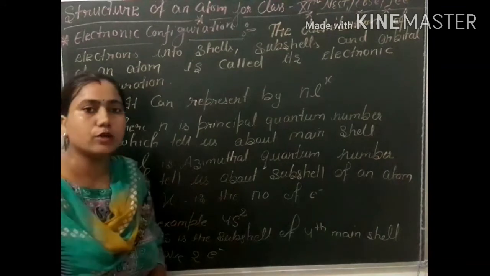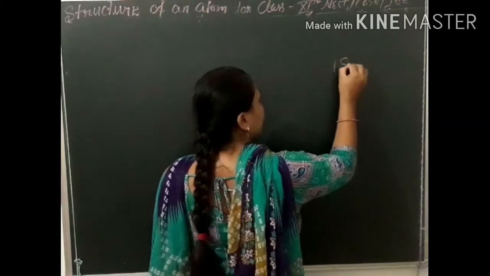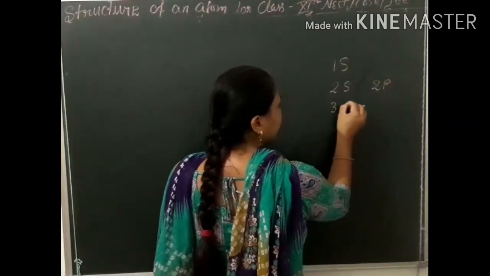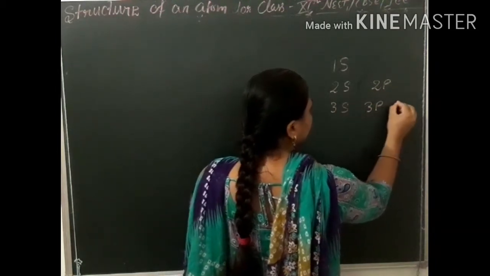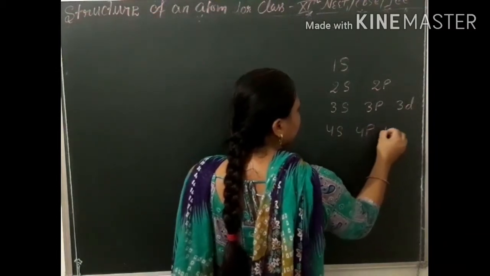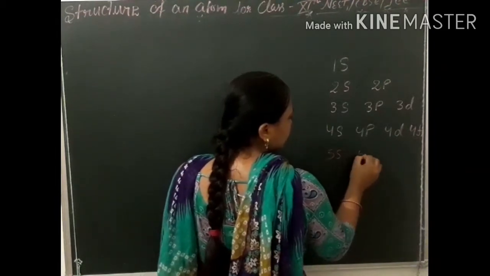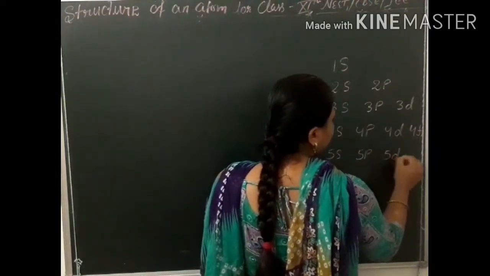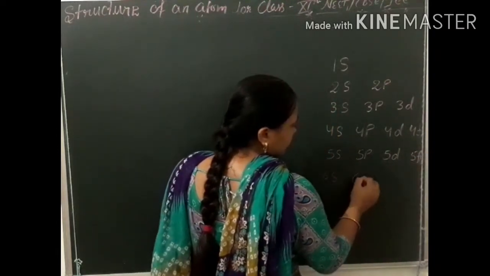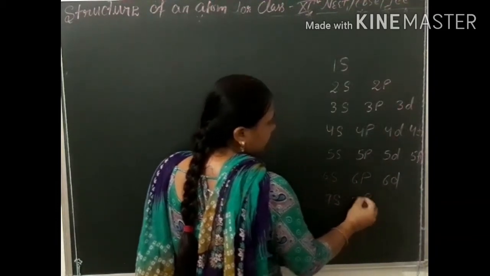Now we can write electronic configuration by the Aufbau principle. That is 1s, 2s, 2p, 3s, 3p, 3d, 4s, 4p, 4d, 4f, 5s, 5p, 5d, 5f, 6s, 6p, 6d, 7s and 7p.